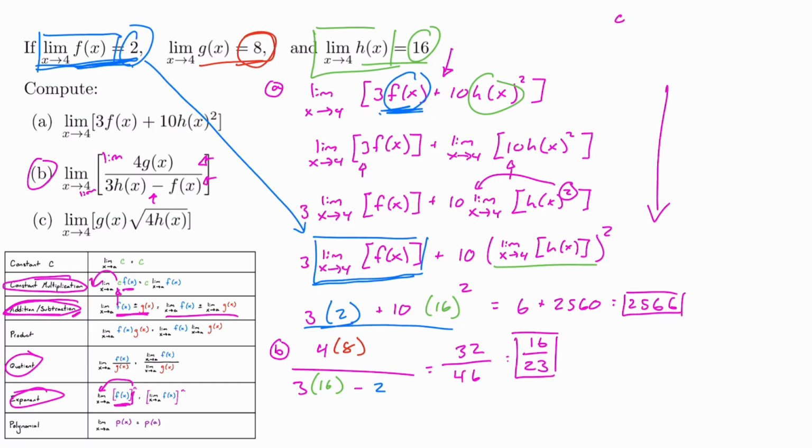And for C, let's do that up here. C, we've got g of x and the square root of 4 times h of x. So remember here, square root is equal to the power of 1/2. So here we're just using another exponent rule, where instead of using a 2 like we did in A, we're using 1/2. So we can do the same thing and just write it in under that square root. So let's go ahead. We've got 8 for g of x times the square root of 4 times h of x, which is 16. So this is going to equal 8 times the square root of 64, which is equal to 8 times 8, and that is 64.